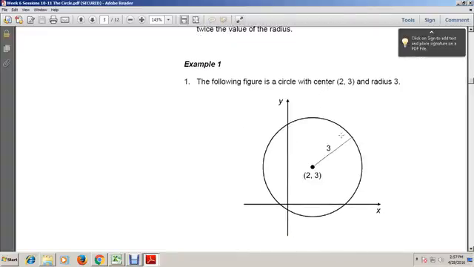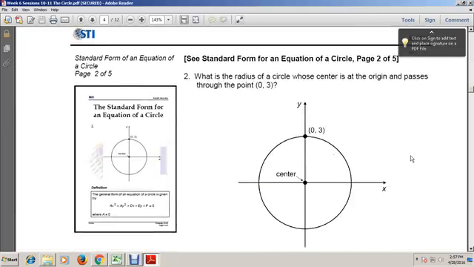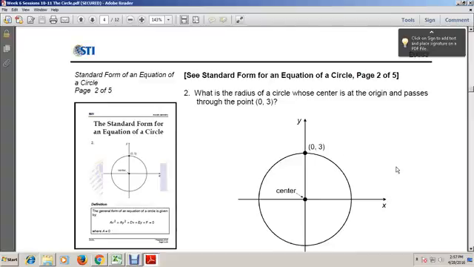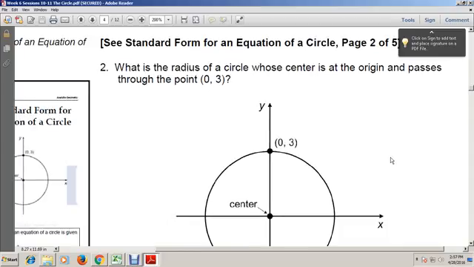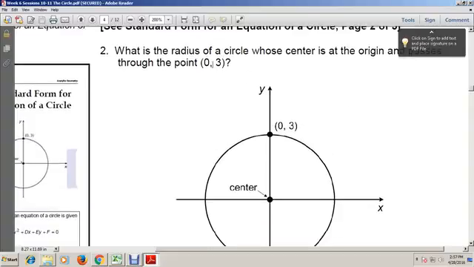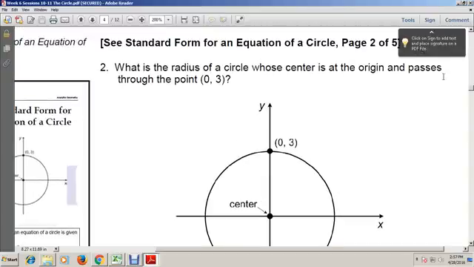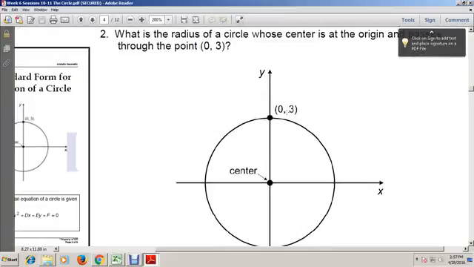Okay, so in the example we presented a while ago, we have the figure of a circle with center (2, 3), and the distance, or the radius, of the circle from the center to this point is 3 units, thus its radius is equal to 3. Also, we have another circle. What is asked here is the radius of the circle whose center is at the origin and passes through the point (0, 3). Of course, the radius of the circle is 3 units.